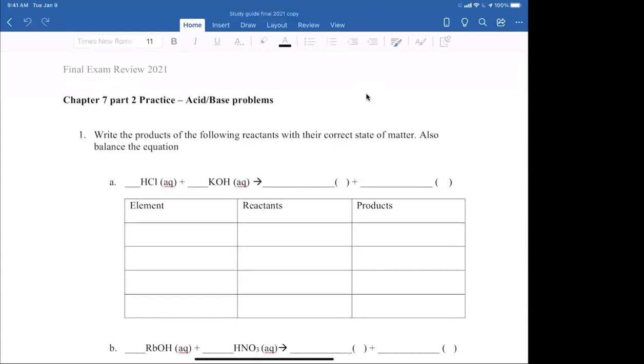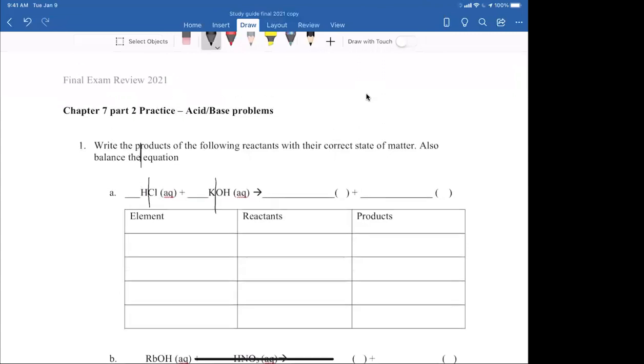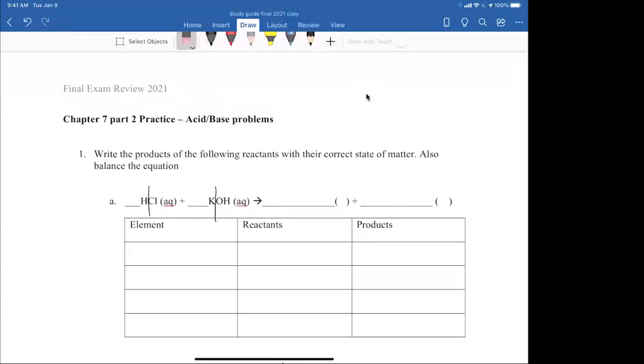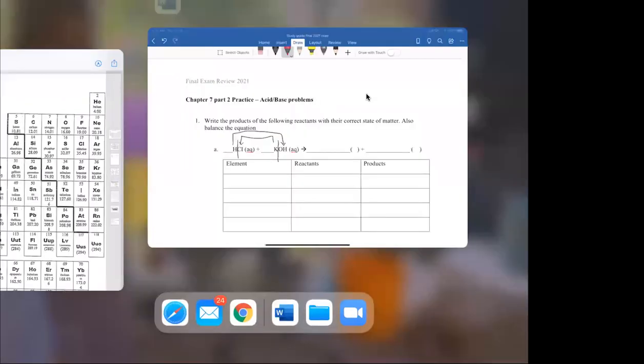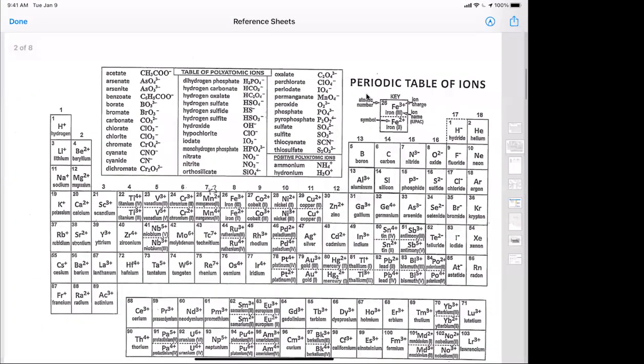We did something like this already, in problem number 1. We have to write the products of the following reactants with their correct states of matter and also balance the equation. So just a reminder, it's always separate, okay? Always separate them, and it's always outer, inner, right? So let's get the charges for each one. All right, and this is where we get the charges.